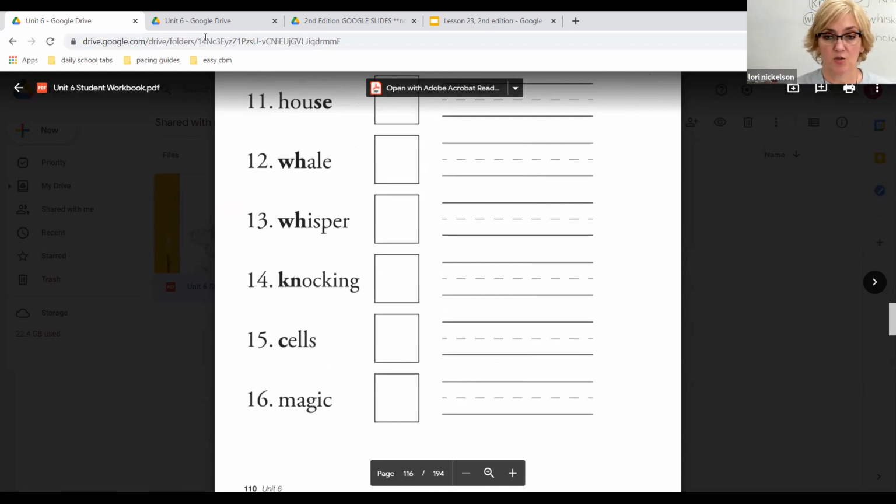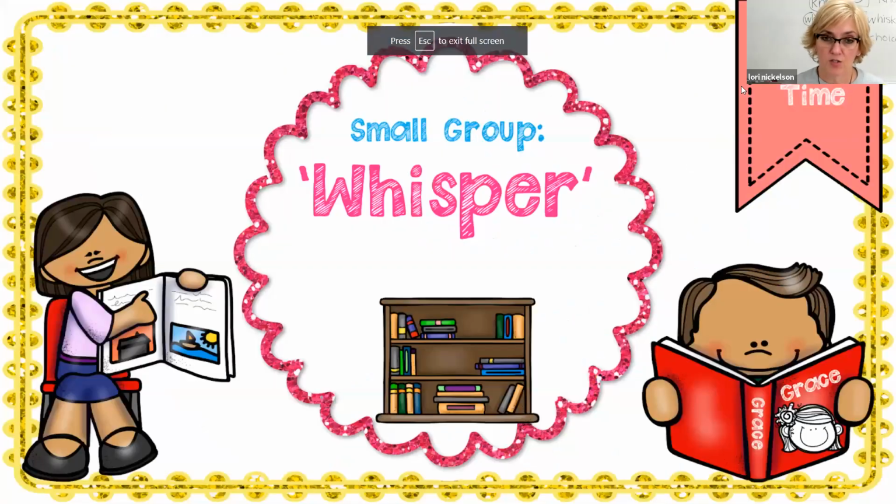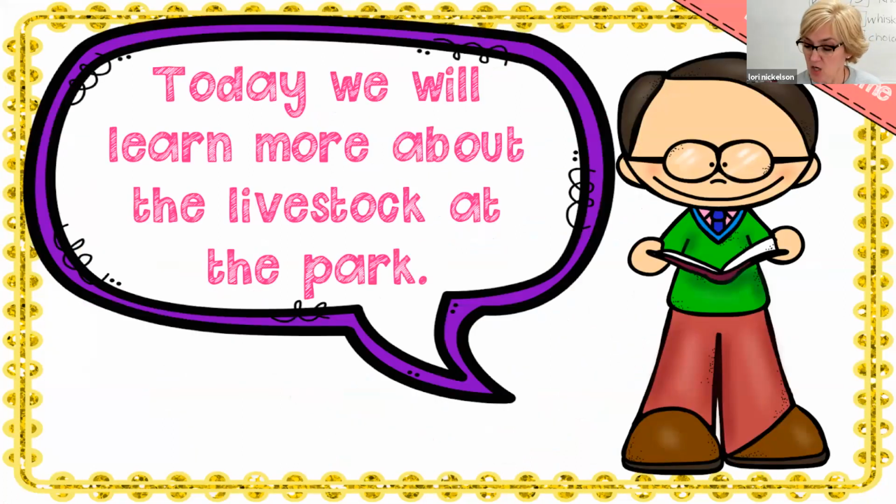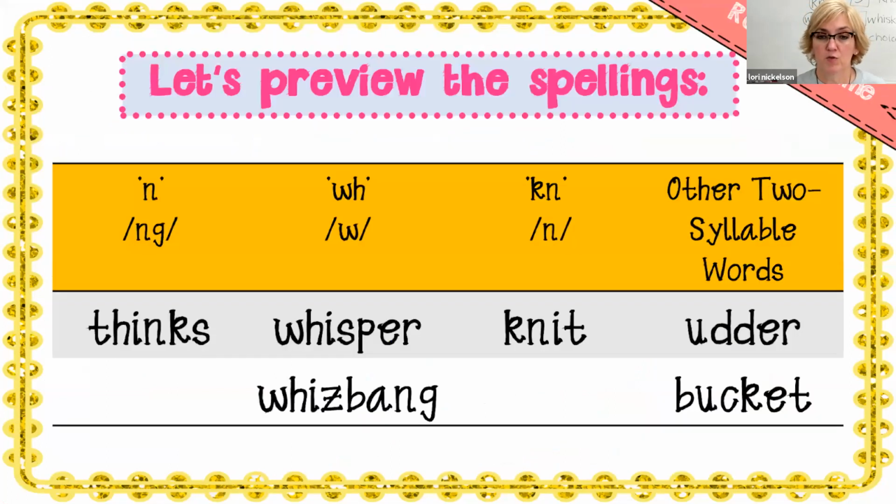So let's take it back into our slides. Now, our story today is Whisper. Today, we're going to learn more about the livestock at the park. Let's preview spellings. We have N spelled with N, thinks. We have W, whisper, and whiz-bang. Whiz-bang, that's a word, isn't it? Knit, spelled with K-N, and then other two-syllable words, utter and bucket.